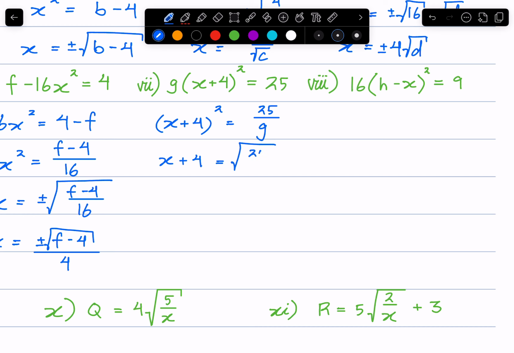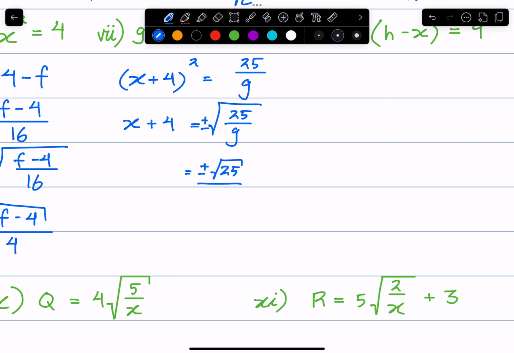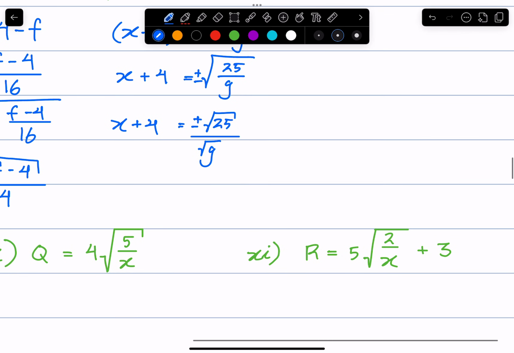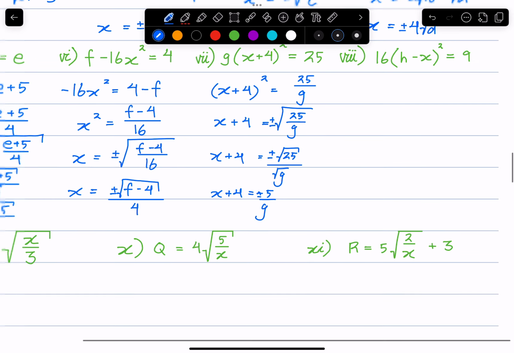Now when we take the square root, this becomes x plus 4 equals, I'm going to take the big square root, 25 over g, plus minus in the front. But remember, we have this nice 25 in the numerator. So by splitting this, this becomes square root 25 over square root g. We still have this x plus 4. Square root 25 is actually a neat number. That becomes x plus 4 equals plus minus 5 on square root g.